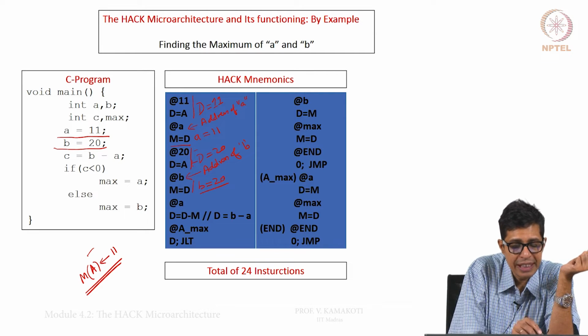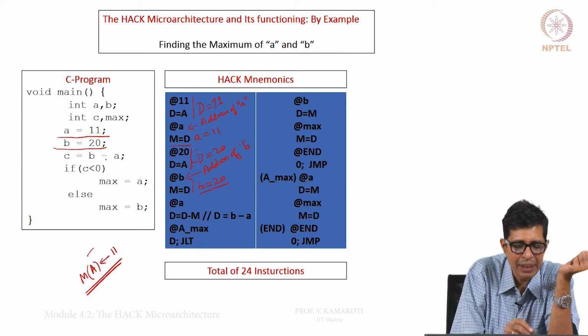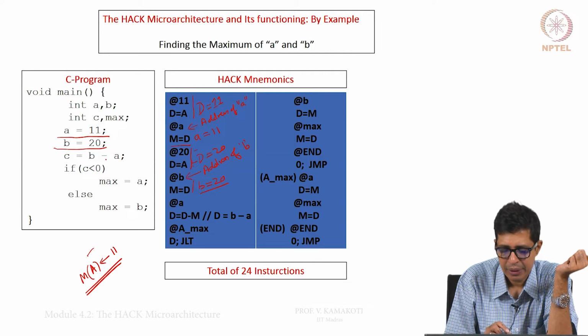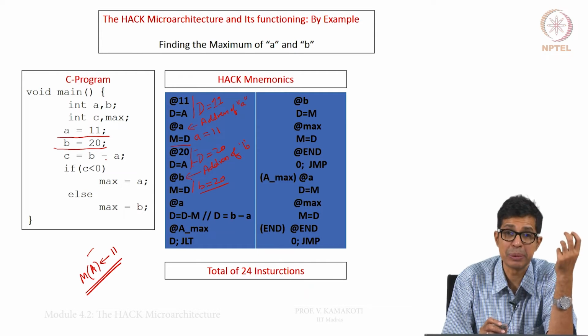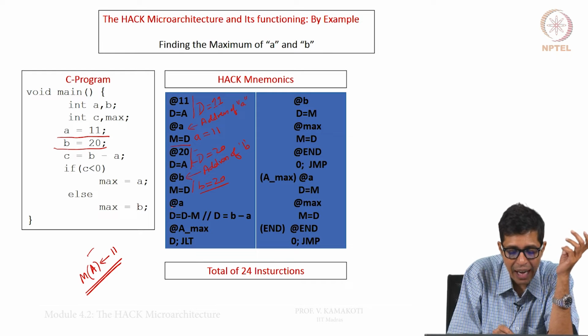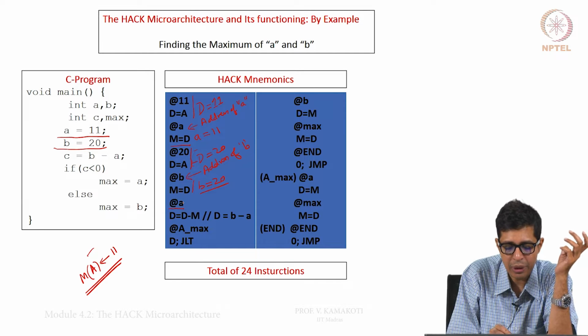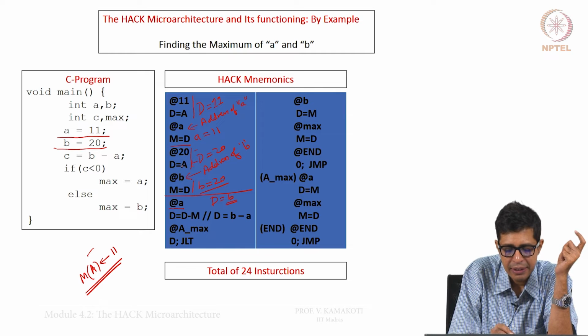Now I have to do C equal to B minus A, right. C is a temporary variable for me, so I don't need an explicit memory location for C. The way I am compiling it is: at A, again I go to the location A and I say D equal to D minus M. What is D here? D is storing the value of B.